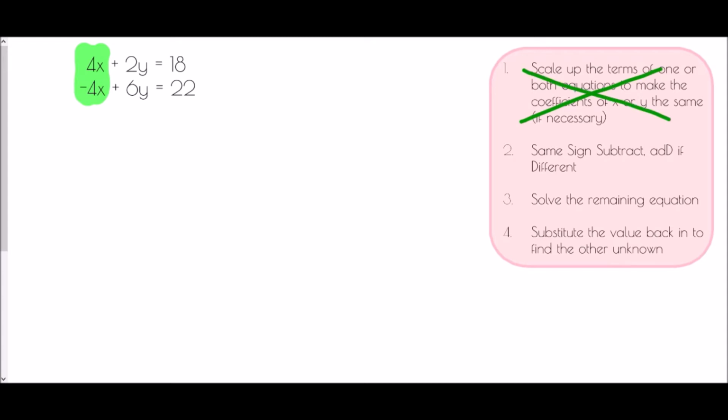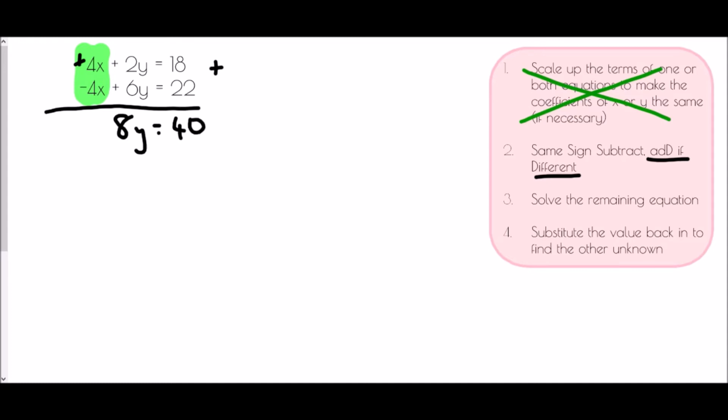Step 2 though tells us to use same sign, subtract, add if different. Well, in this case, the first one doesn't actually have a sign at the moment, but it would be positive. And because they are different signs, that means we need to add. So we're going to add together our two equations. And if we take positive 4x and we add negative 4x, well, they have been eliminated. They are down to 0. So we just need to go then to positive 2y plus 6y. Well, that is 8y. And 18 plus 22 is 40.